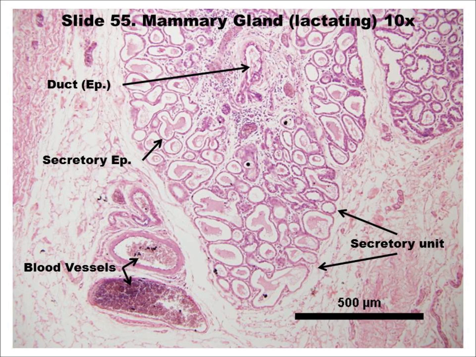Under a low magnification, locate one of the secretory clusters. The lumen of these glands are large and contain secretory material. This portion is lined by simple cuboidal epithelium, while the larger ducts are lined by stratified cuboidal epithelium. Also, identify blood vessels by their content of erythrocytes, which are very eosinophilic.